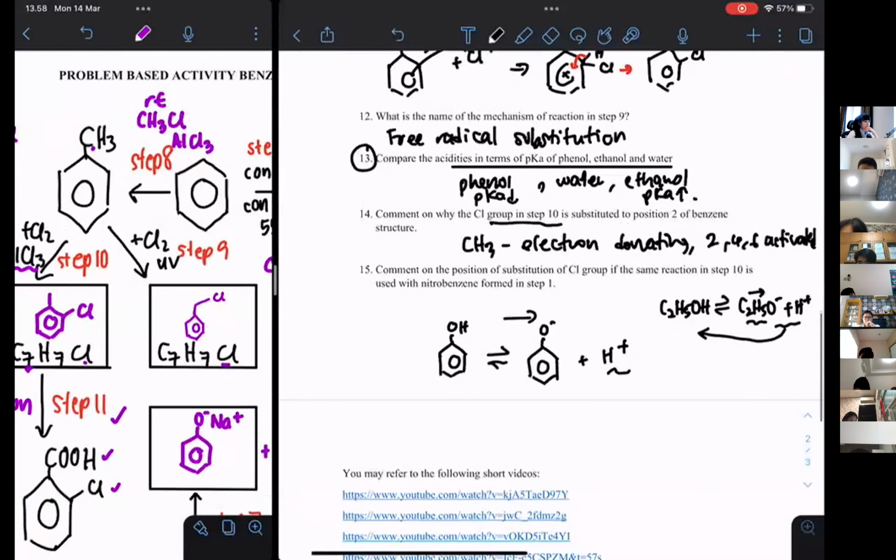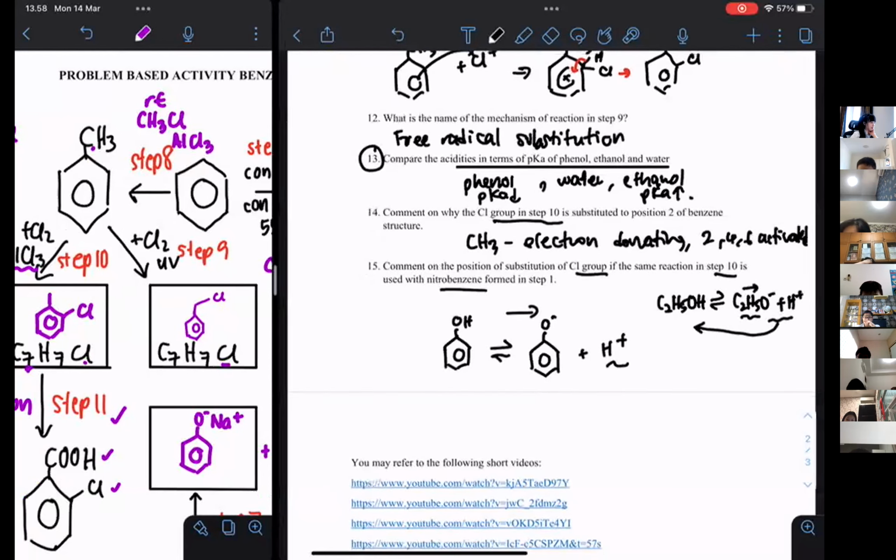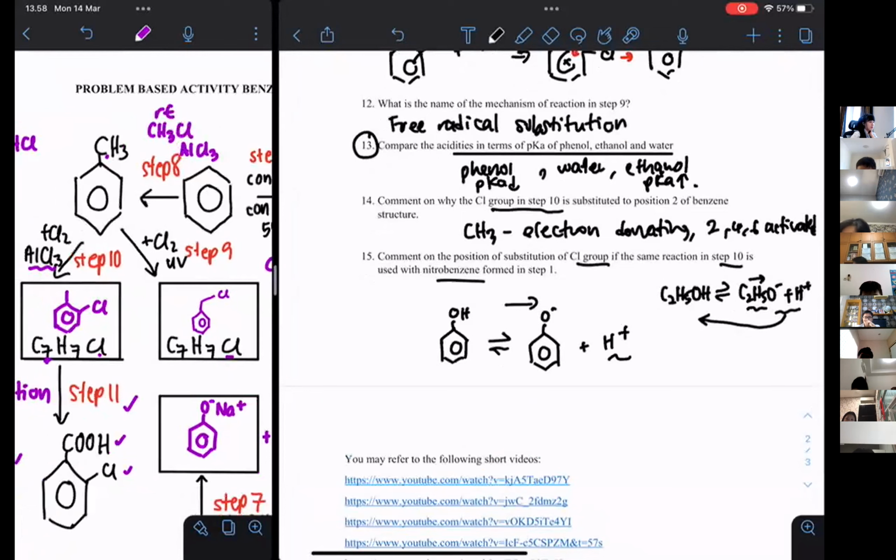Now, why it's going to be step number 10 with nitrobenzene. So they say step number 10. They are going to activate position 1, 3, 5. So you can choose whichever is suitable over there.